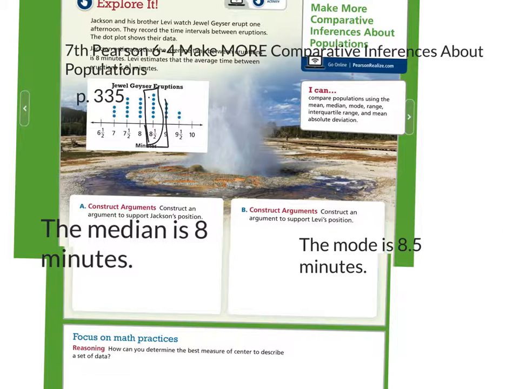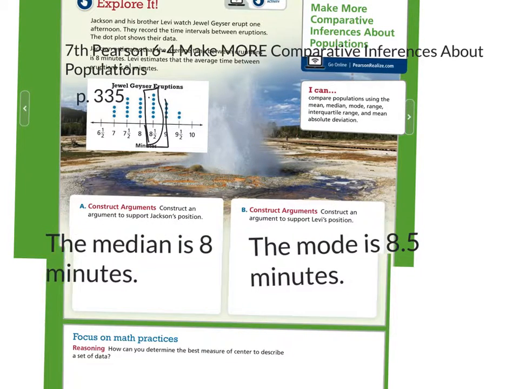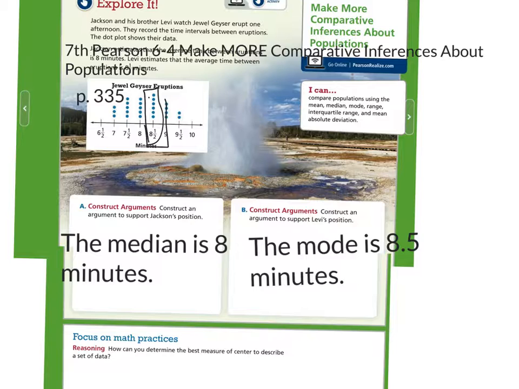Okay, so either one of them could have an argument to why their answer might be right. So there's just different perspectives that we're maybe going to need to look at to decide what our answer is going to be here.